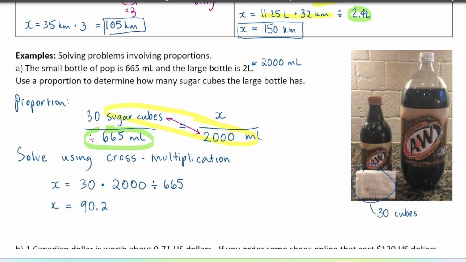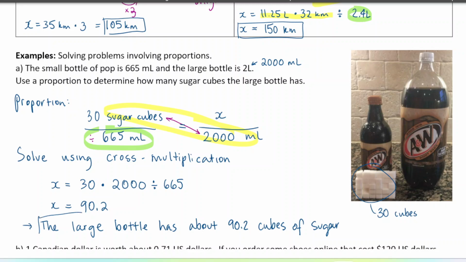cubes. So the large, which is a ton of sugar, that's crazy. The large bottle, can't spell large, let's erase that, has about 90.2 cubes of sugar contained in it.